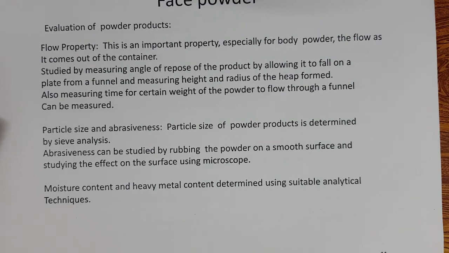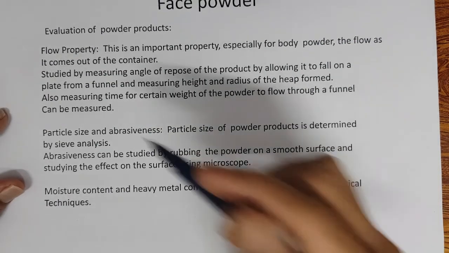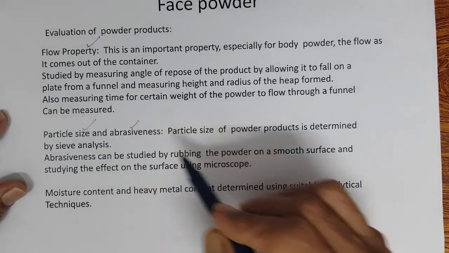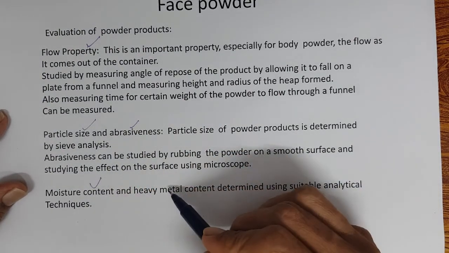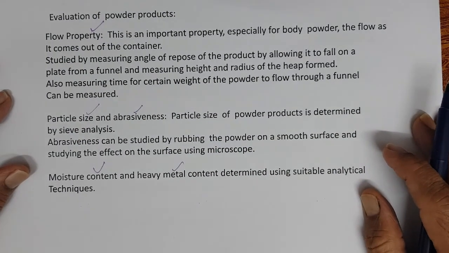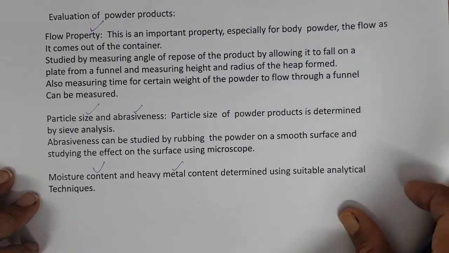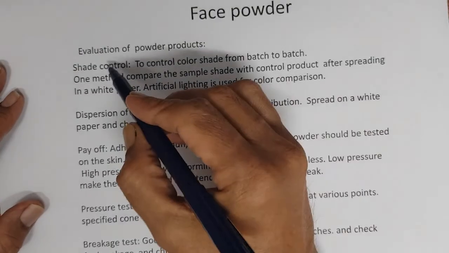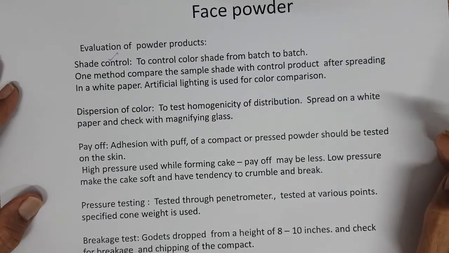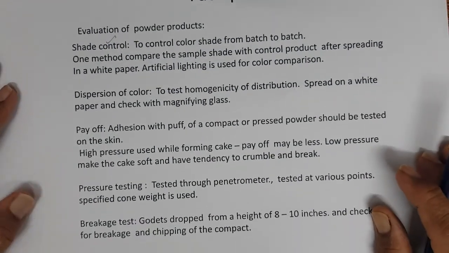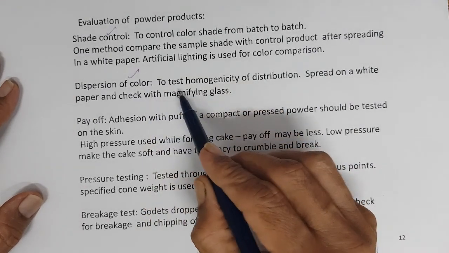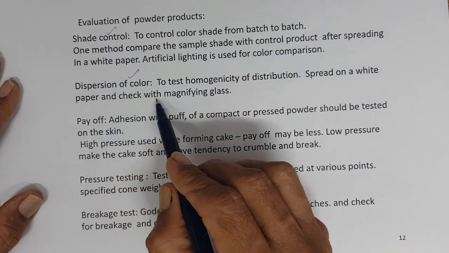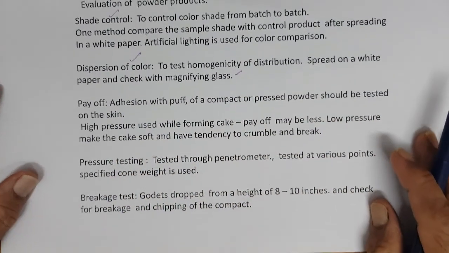So evaluation of face powder: flow properties are very, very important. Particle size and abrasiveness of the powder, moisture content and heavy metal. So we can go into the details. Then shade control, very, very important. Batch to batch, the color shade has to be controlled. Then dispersion of the color to test the homogeneity of distribution. Spread on a white paper and check with magnifying glasses, right?